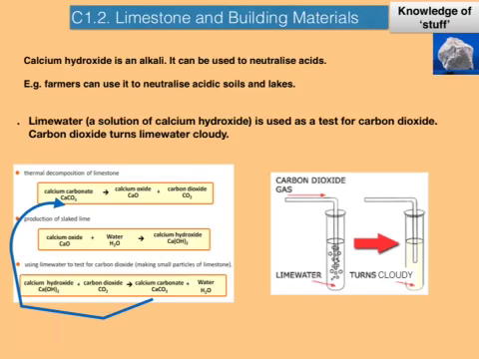Farmers can use it, or other people in industry can use it to neutralise things. And the example is to neutralise soils so plants can grow better, and to neutralise lakes so that the aquatic life don't all die off, because if it's too acidic, a lot of fish and a lot of plants won't survive.